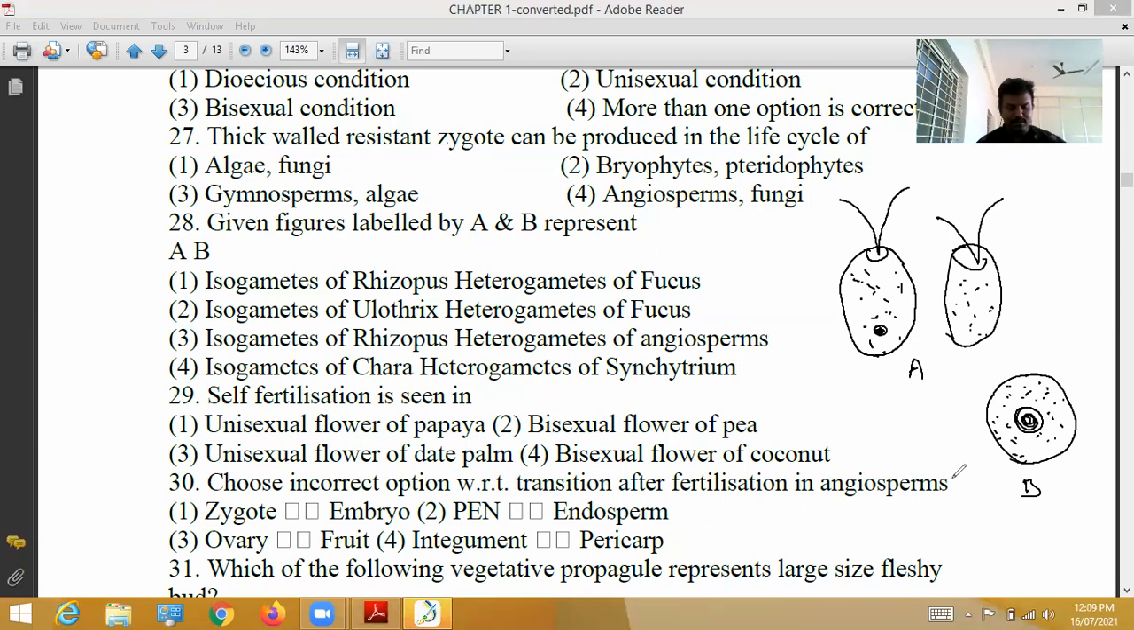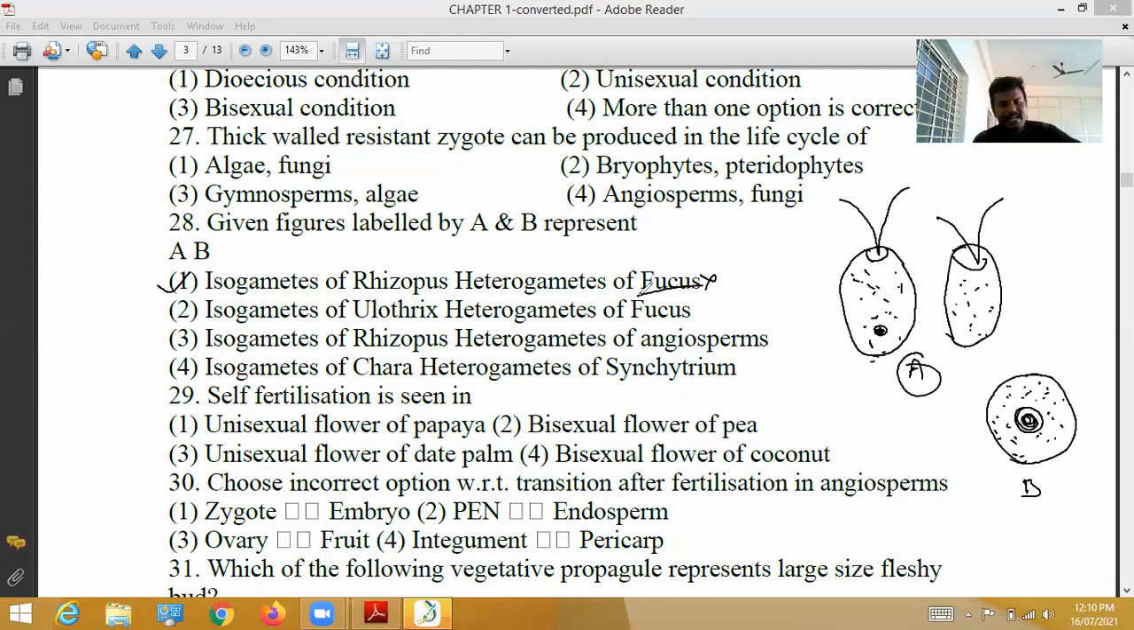See here, there are 4 options given. In these 4 options, let's have a look at the first option. A is homogametes, B is heterogamete. First option: isogametes of Rhizopus, heterogametes of Fucus. Actually, B is heterogamete, and these 2 are isogametes. But the heterogamete given here is not Fucus, so it is a wrong option. Option A is wrong.